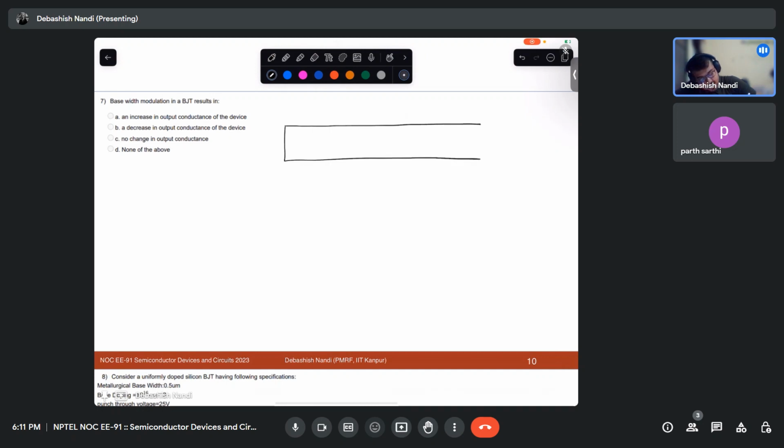First, tell me that if this is my emitter, let us write it outside. This is emitter, this is base, this is collector. This is your P type, this is N type, let's say this is P type. So you will have some junction like this. Okay.